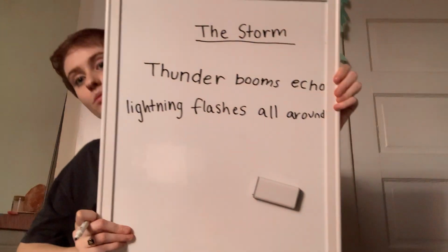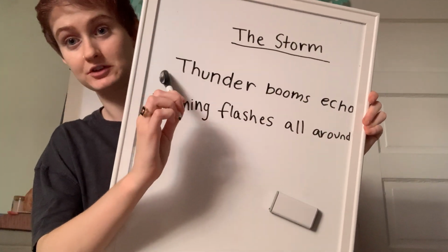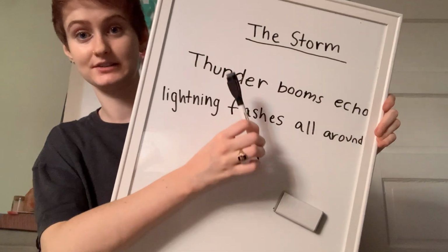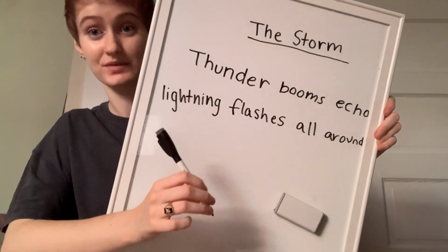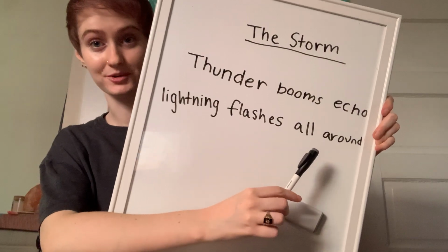There we go. Okay, so lightning flashes. Here, I wrote that too big, so I'm going to rewrite it. Lightning flashes all around. Okay, and I'll show you what that looks like. Okay, so far I've got 5 syllables on my first line and then 7 on my second. It says, thunder booms echo, lightning flashes all around.